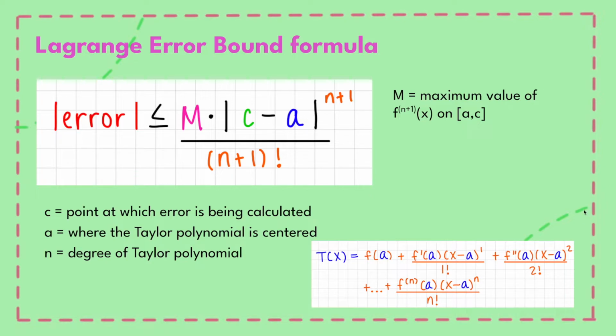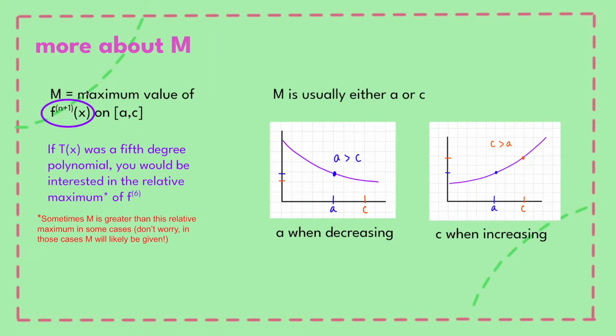Now, M is possibly the most frightening part of the Lagrange error bound, and it's a little ambiguous, but don't worry, we'll break it down together. M is the maximum value of the n plus first derivative on the closed interval AC. So remember, A and C have been defined over here, so that's basically what's making up the interval. And the n plus first derivative is best understood with an example. For example, if you had a fifth degree polynomial, then you would be interested in the relative maximum of the sixth derivative of f, the relative maximum being basically the maximum on this interval.